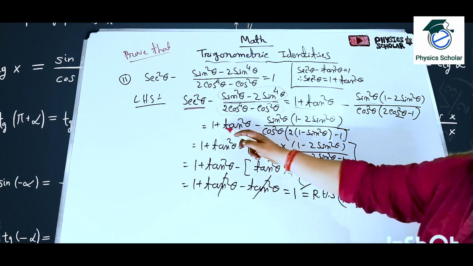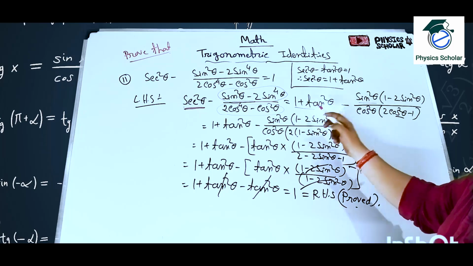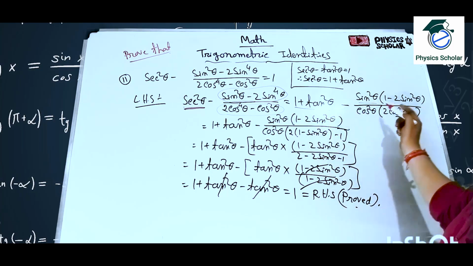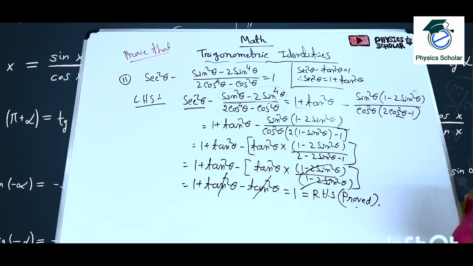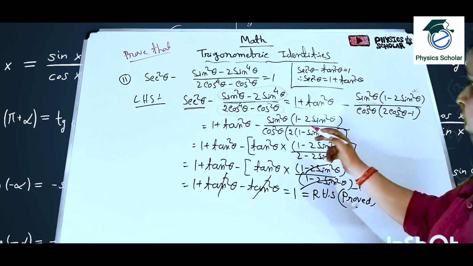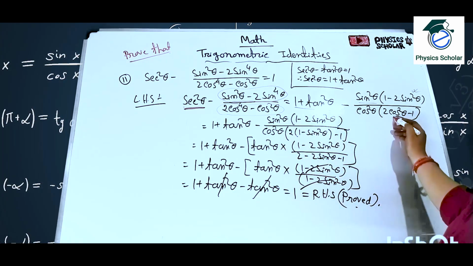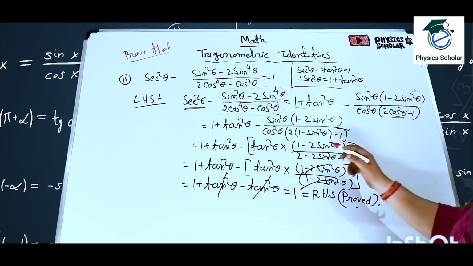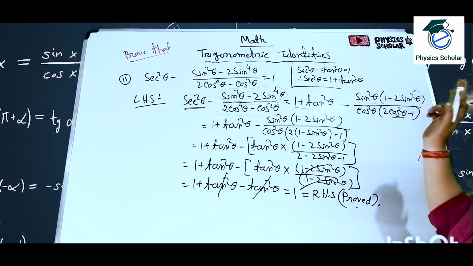Clear? So 1 plus tan squared theta minus sin squared theta, and whatever it is in the numerator we are writing that, and cos squared theta into, instead of this 2 cos squared theta, what we can write? Cos squared theta means 1 minus sin squared theta.